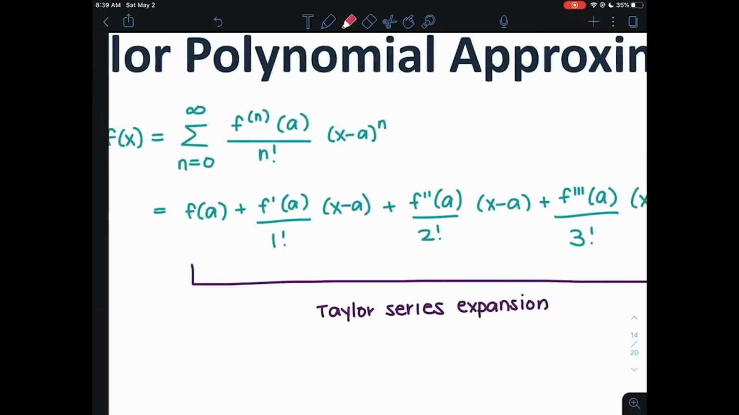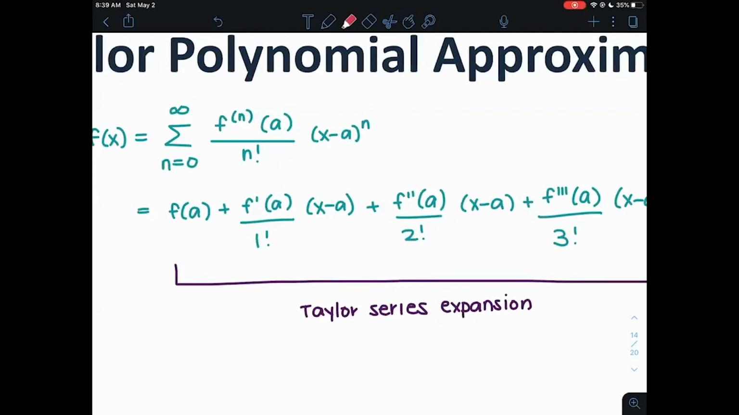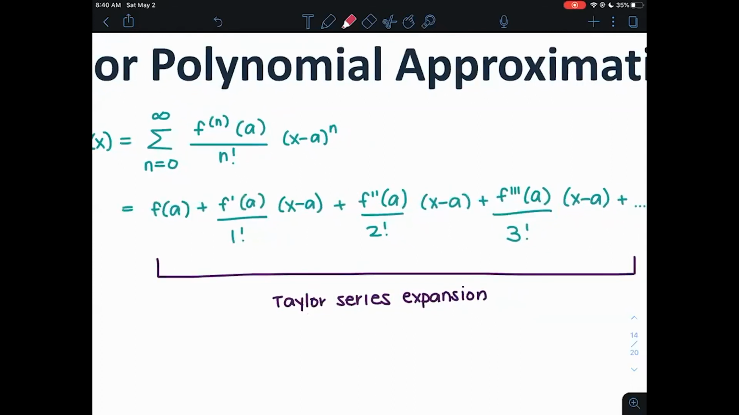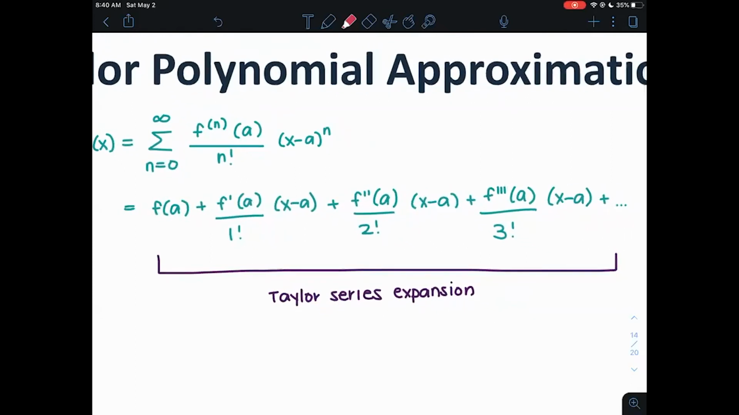And in this formula, we have this letter A. A is the center, or the value of x that we are centering our Taylor polynomial around, and that will be given to us in a function or in a question. So really what we are doing is we are creating this series where we have various levels of derivatives. So I have a function, its first derivative, its second derivative, its third derivative, and so on.